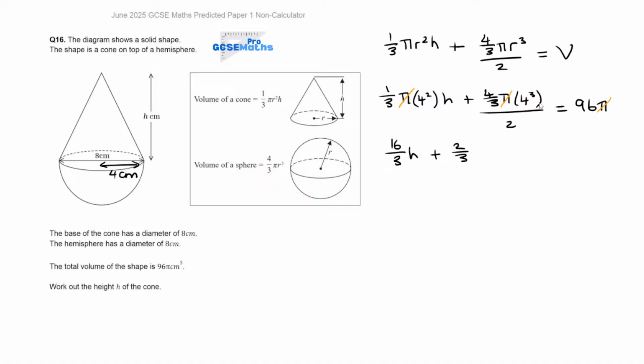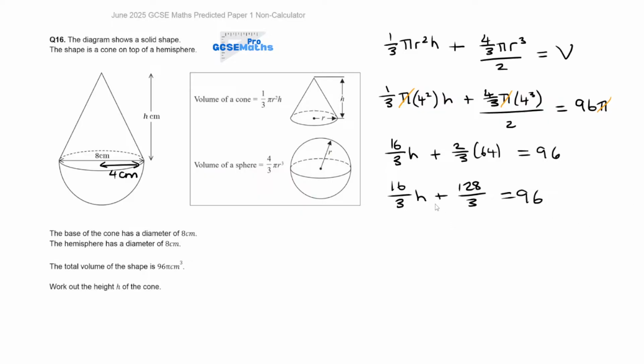And then I did 4 cubed, which is 64. The reason why I did that is because I didn't want to have to times 64, I guess, by 4. But it's up to you, however you want to do that. Obviously equals 96. So now if I multiply that fraction, it doesn't divide by 3, so that would be 128 over 3. Now what you could do is you could move the 128 over 3 across.